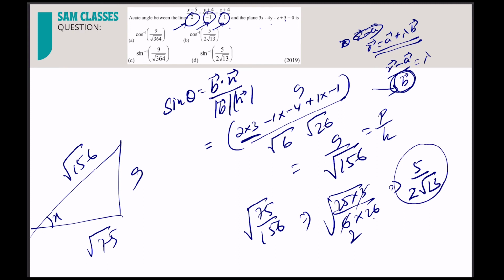See, we get option B: 5 by 2 root 13. Sometimes this is a bit tricky because we got the sine, but they wanted a different form, and our answer was not there. Don't panic. Maybe they have given it in cos form. So that is very, very important. You need to understand in which form it is given. Just convert it, okay?